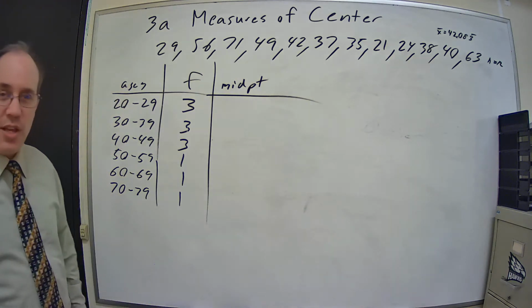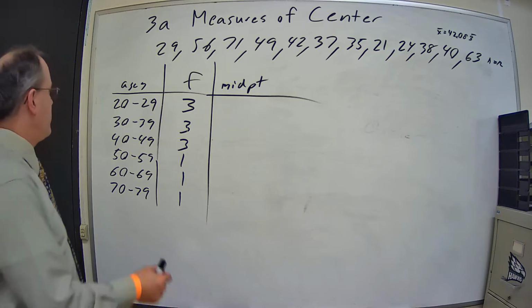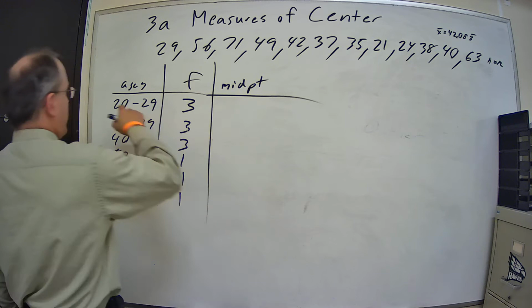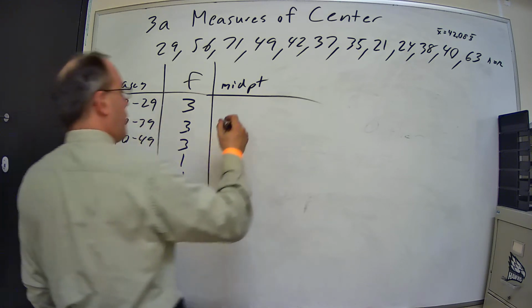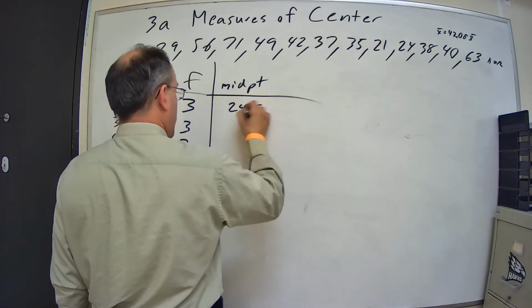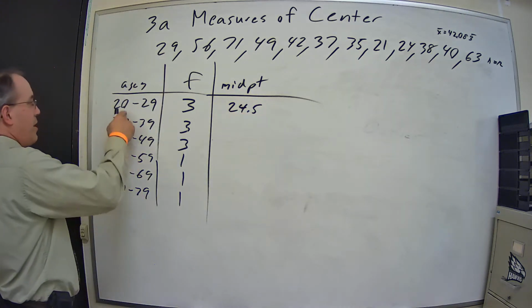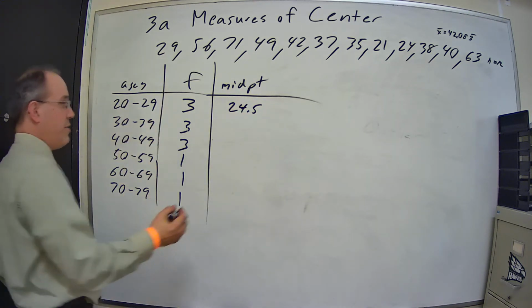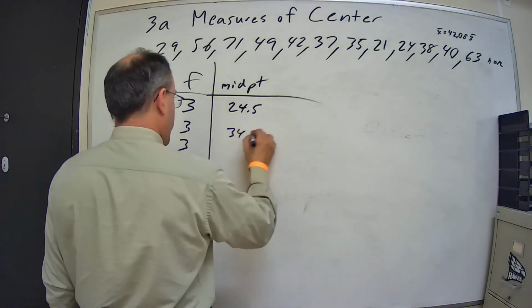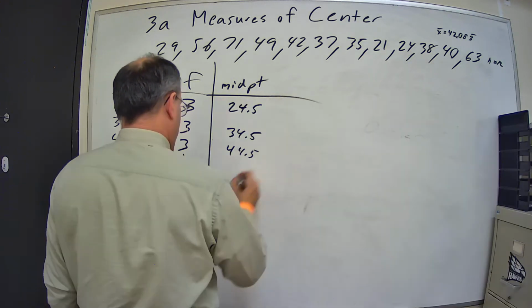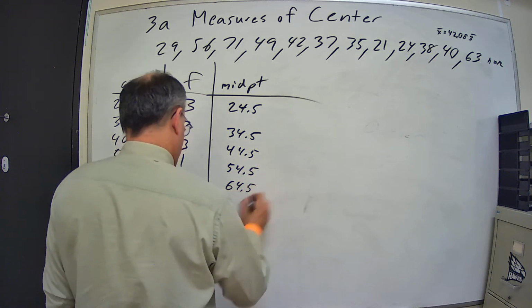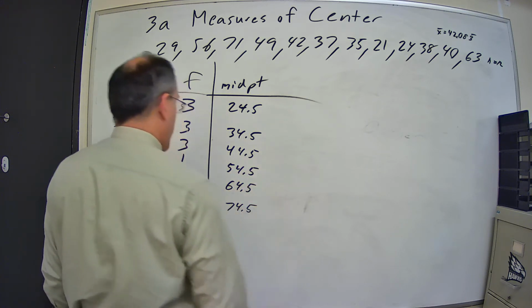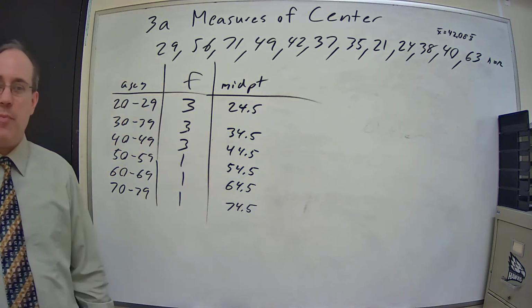The midpoint, just like we did for some of our graphing of frequency distributions. So we're going to take 20 plus 29 is 49, divided by 2 is 24.5. And then, since 30 minus 20 is 10, we have a class width of 10, so I can just make this 34.5, 44.5, 54.5, 64.5, 74.5. So now I have my midpoints.